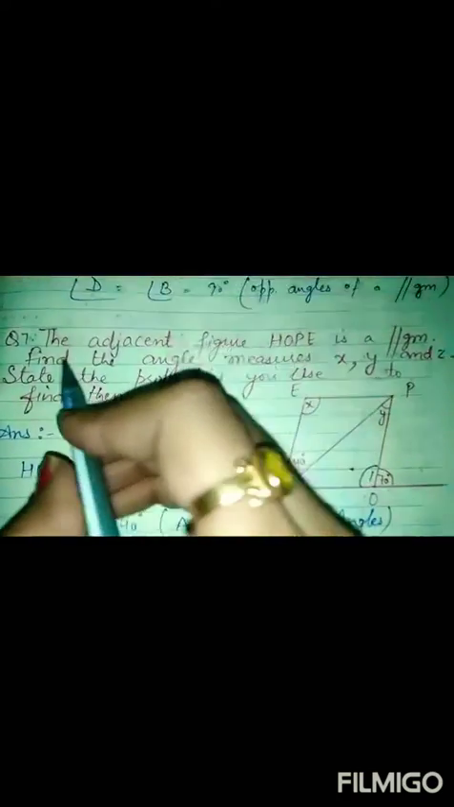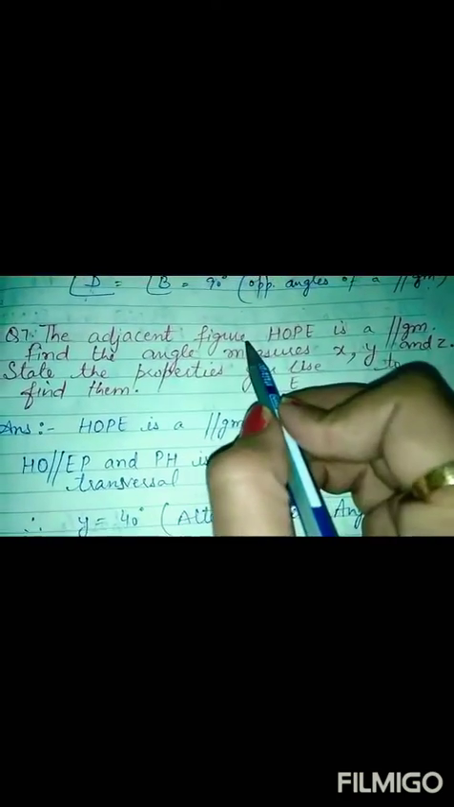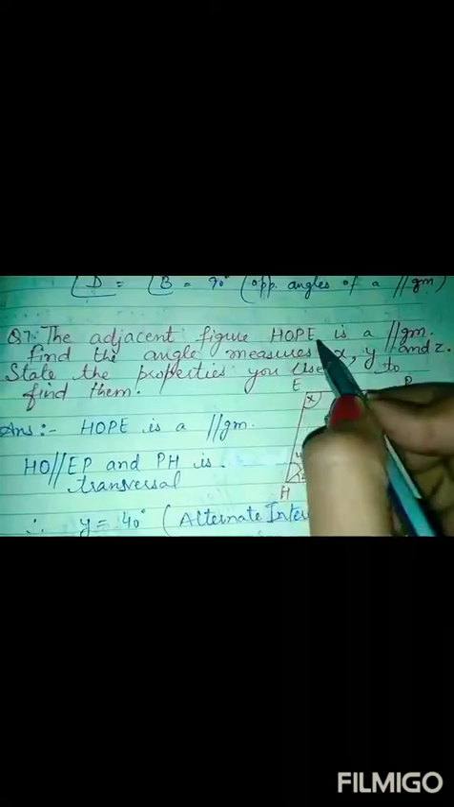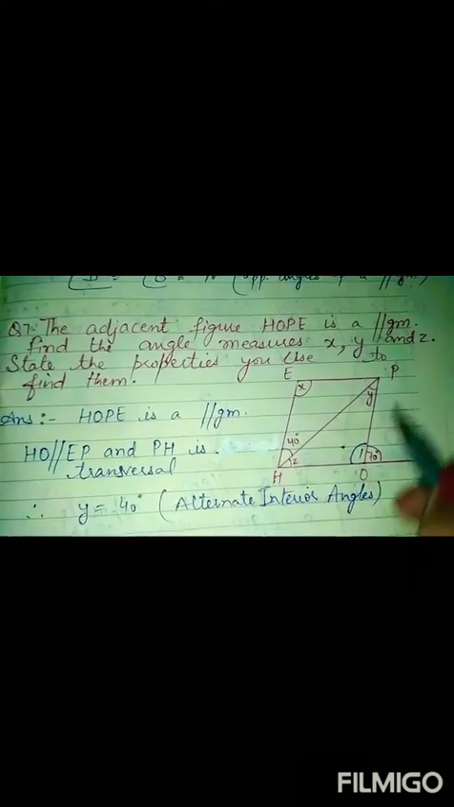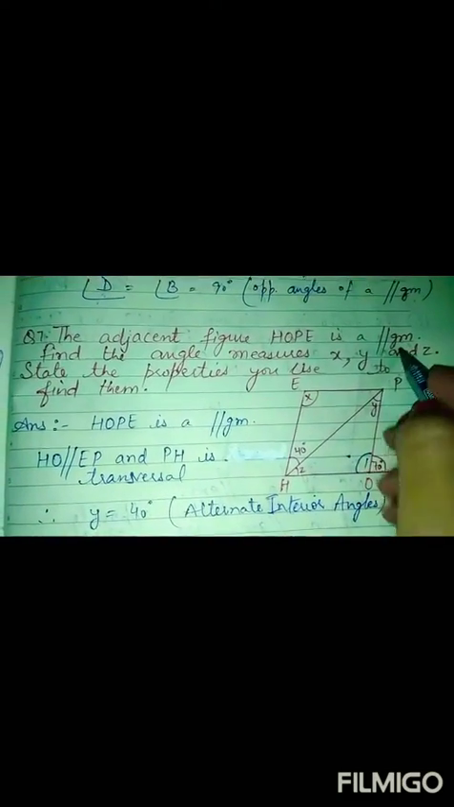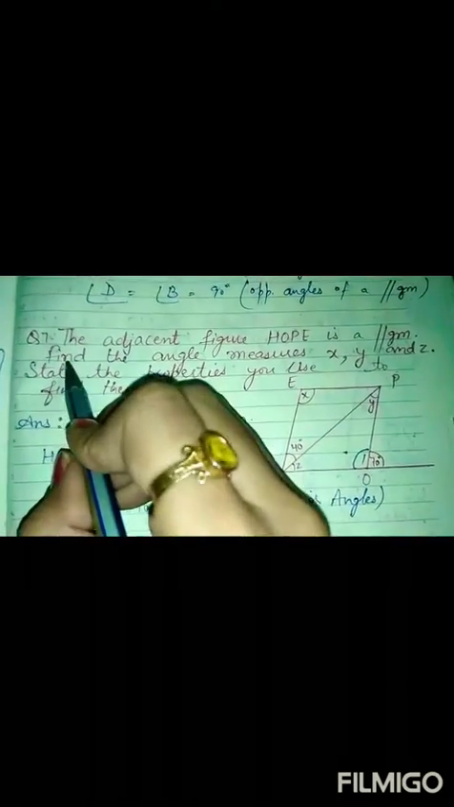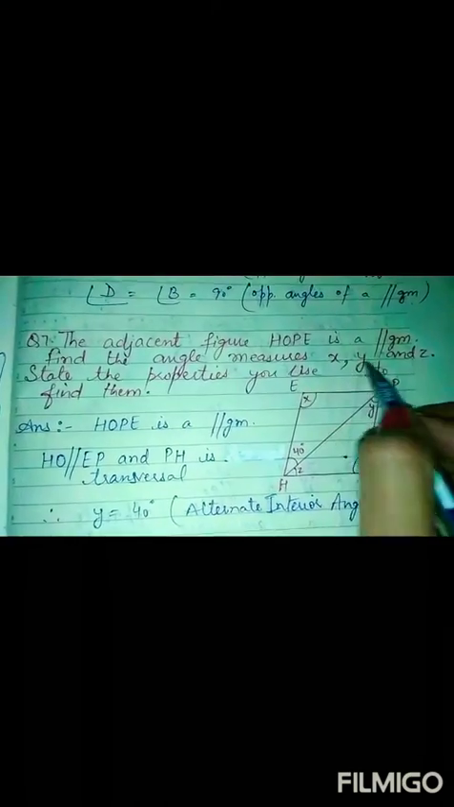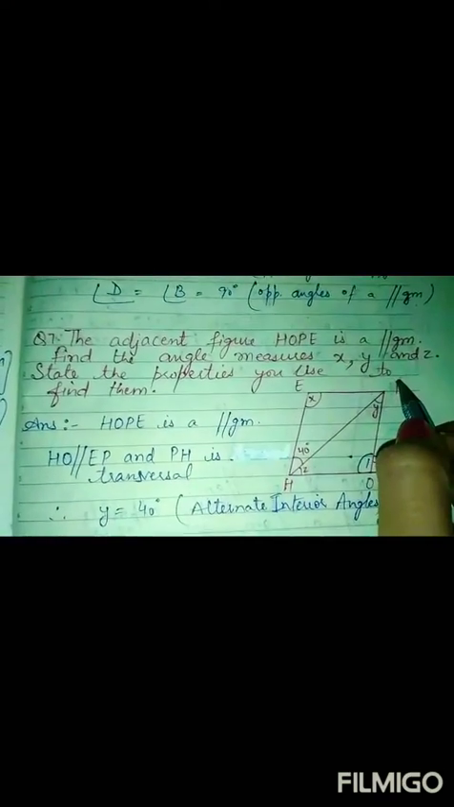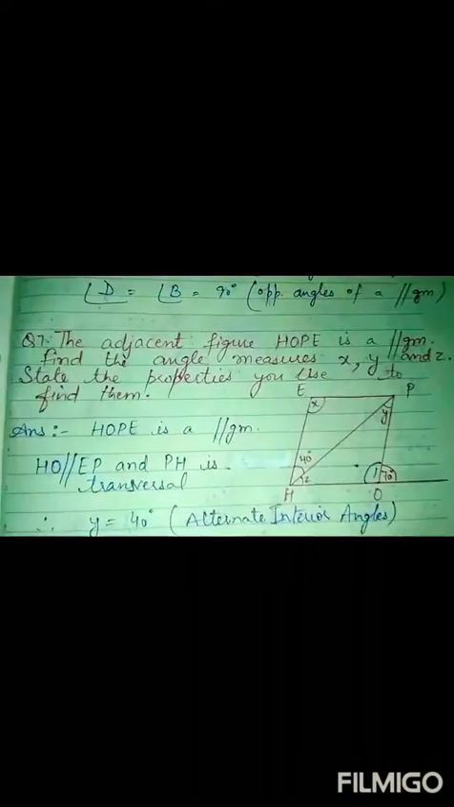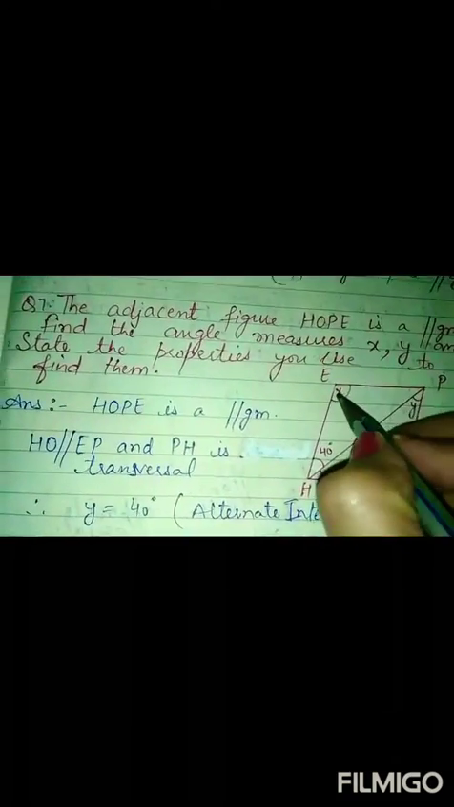The question number 7 is the adjacent figure HOPE. HOPE is a parallelogram. This is the given figure HOPE. It is given to be a parallelogram. Find the angle measures X, Y and Z. State the properties you use to find them. We have to find the value of X, Y and Z.